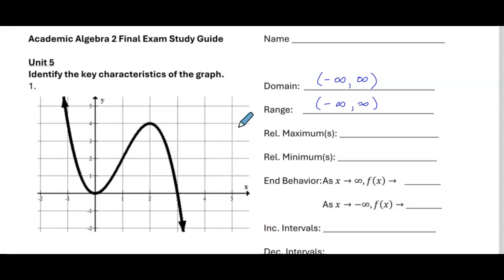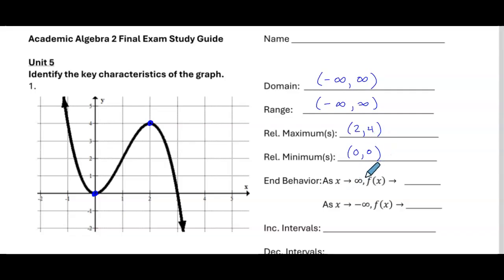All right, relative max. So we're looking for the top of a curve. There's one here. So that's going to be the coordinate (2, 4). And then relative min, we want the bottom of a curve. So that's going to be (0, 0). So when you're doing a relative max and a relative min, you want a coordinate at which the graph turns. So that's where those go.